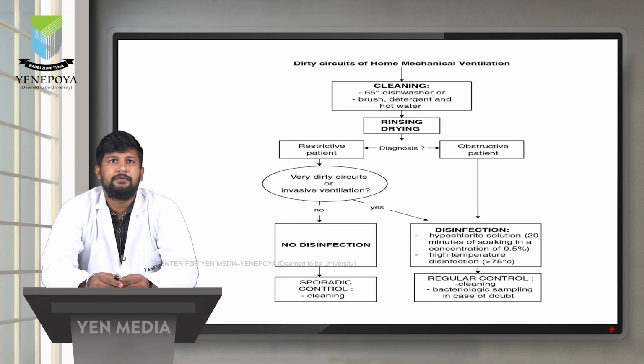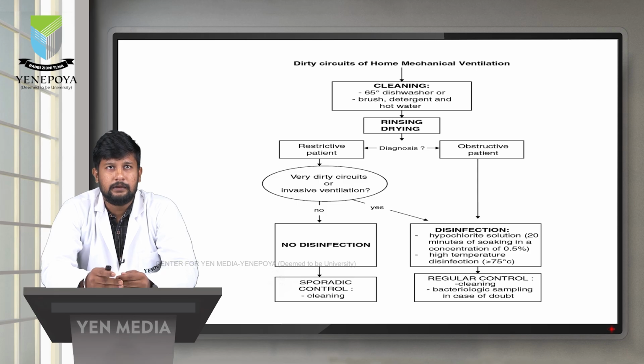Here is the flowchart of cleaning and disinfection of dirty circuits of home mechanical ventilation. So first, cleaning at 65 degrees in a dishwasher or by brush with detergent and hot water, then rinsing it and then drying. Based on the diagnosis, if it is an obstructive patient or a restrictive patient.